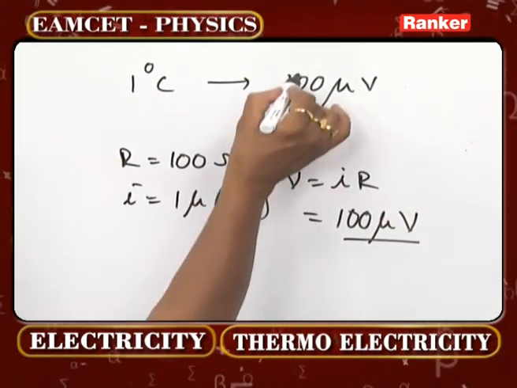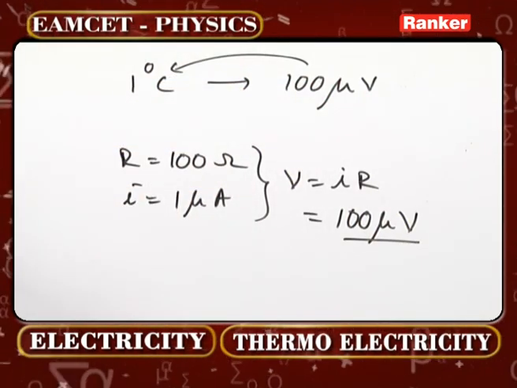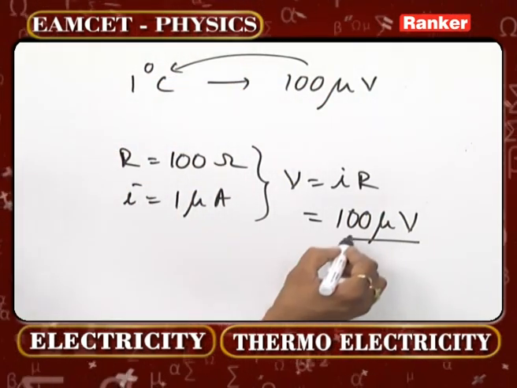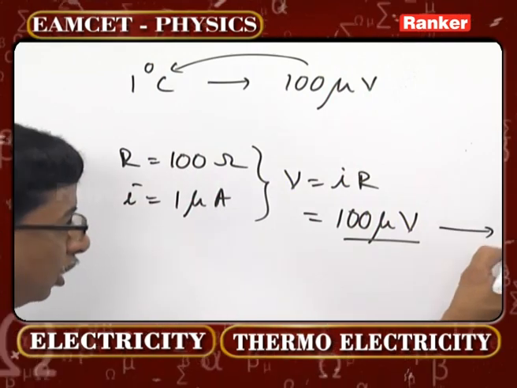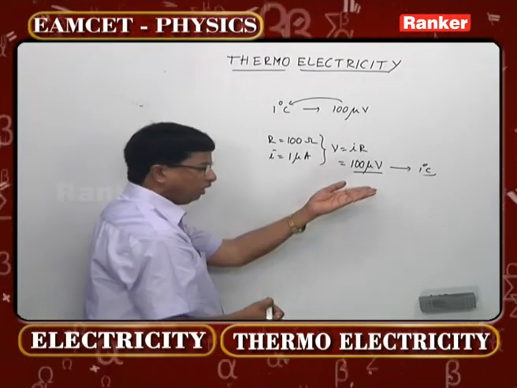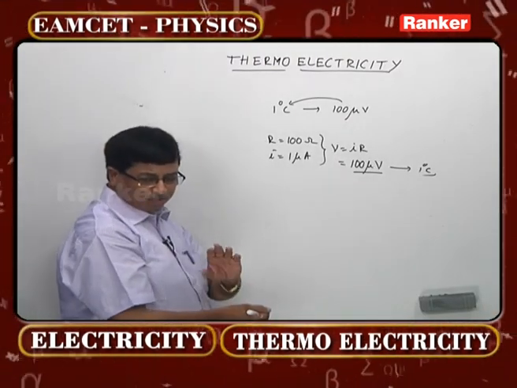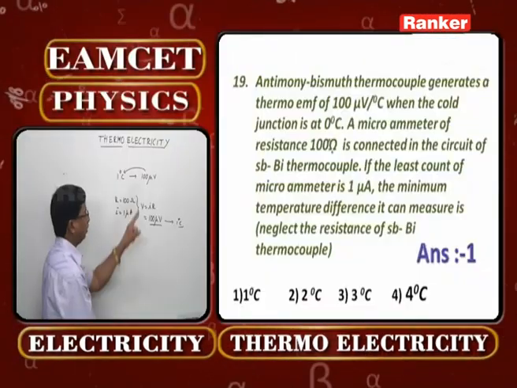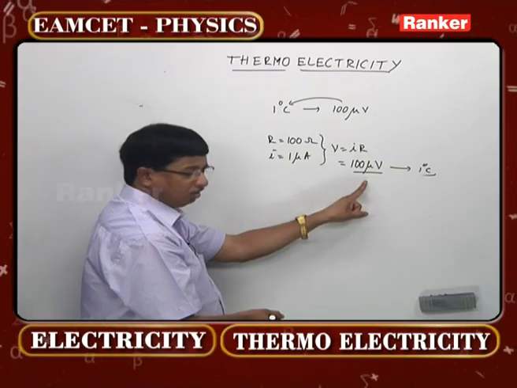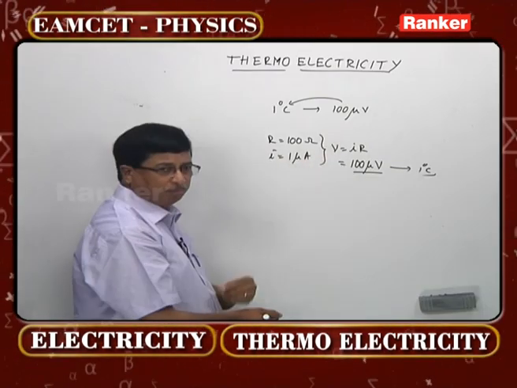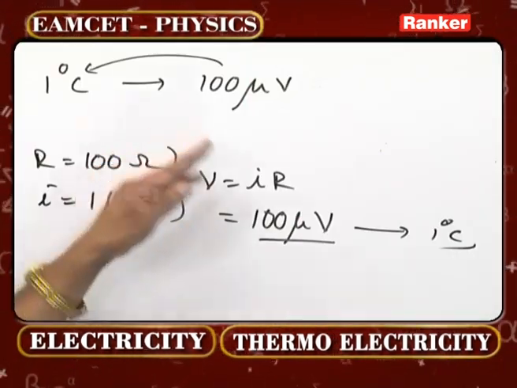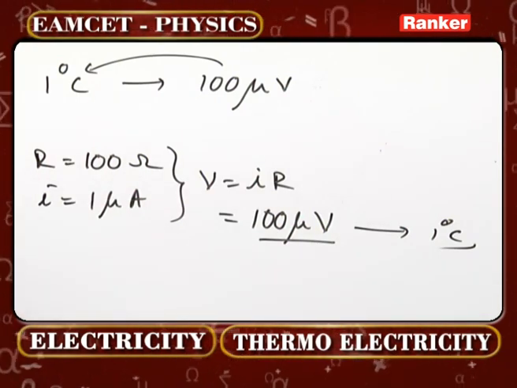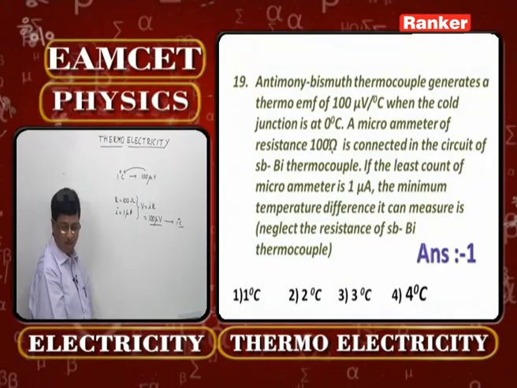For 100 microvolt, what is the temperature it can measure? 1 degree. For this value also, what temperature can it measure? 1 degree centigrade only. So the option is going to be the very first one once again. No need for you to calculate anymore. The same value is repeated here after calculating this V from the given data. That means both measure the same temperature. That is the concept of question 19.